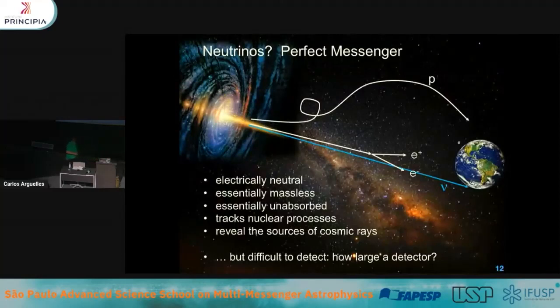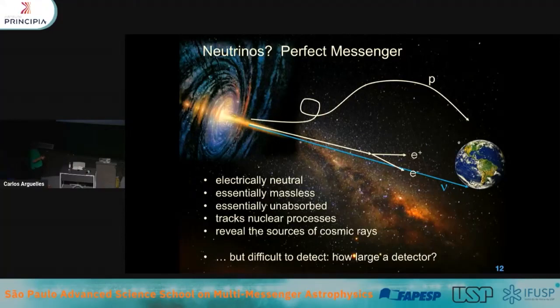The motivation for neutrino astrophysics is quite simple. They are electrically neutral particles, so they are not going to be deflected by the magnetic fields between the sources and us. So they're going to actually point to the source of cosmic rays. They are massless, so they're going to come essentially on time. They're going to be unabsorbed, because neutrinos only interact via the weak interaction. That means a high-energy neutrino is able to traverse the size of our observable universe.